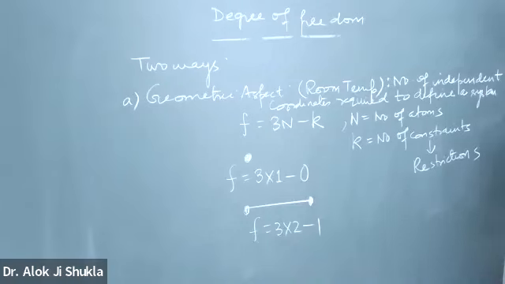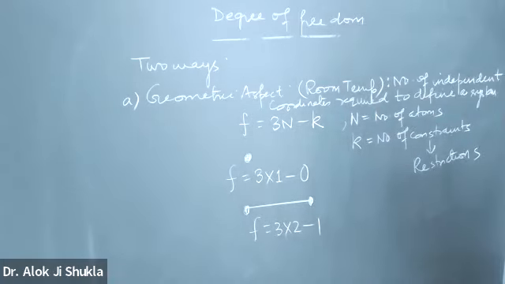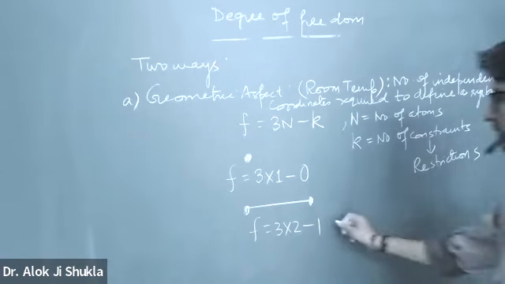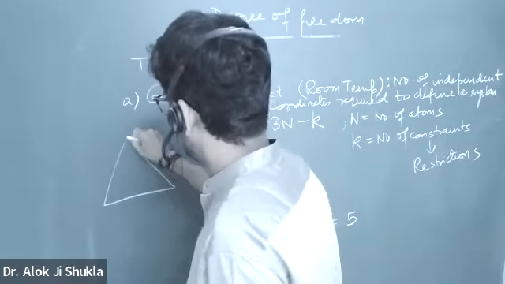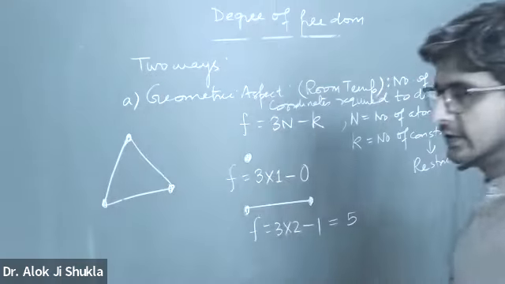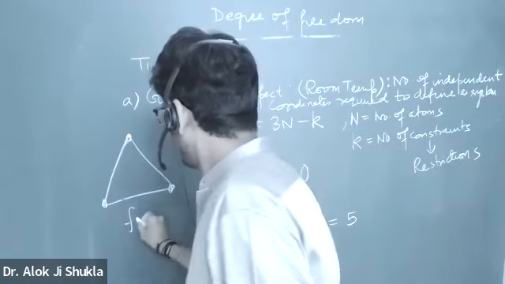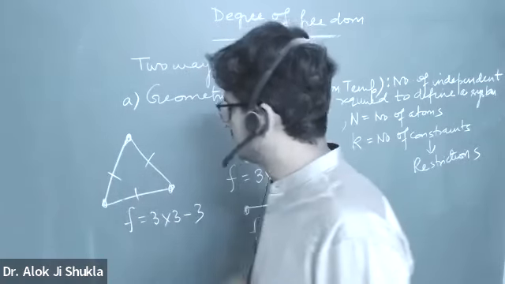Okay, for example, if it is only monoatomic gas, 3 coordinates are required. And if it is diatomic gas, then 3 into 2 minus 1, 5. So that is equal to 5. And this all is only good up to room temperature. If there are, say, 3 atoms in a triangular shape, then F is equal to 3 into 3 minus 3, because there are 3 constraint equations.